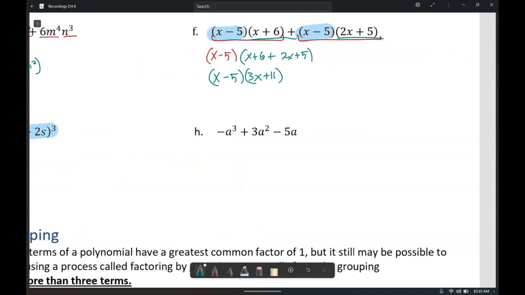Lastly, we could factor out a negative a, leaving us with a squared minus 3a plus 5, which can also be factored with a positive a instead, leaving us with negative a squared plus 3a minus 5. Either one of those is equivalent.